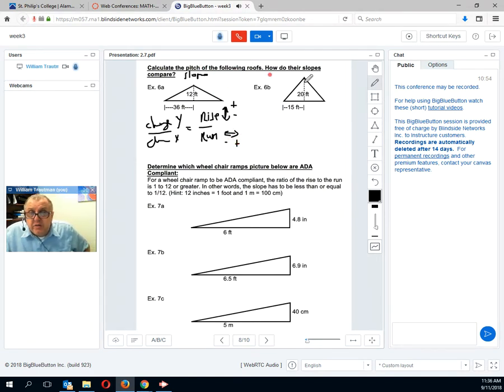So I'm going to do this one. Calculate the pitch. How much does it rise? This is the pitch of the roof, the slope of the roof. Well, it rises 20, and from here it runs 15. So this is the roof. From here to here it rises 20, and then it runs 15. So they both divide by 5. 20 divided by 5 is 4. 15 divided by 5 is 3. So the answer is 4/3.